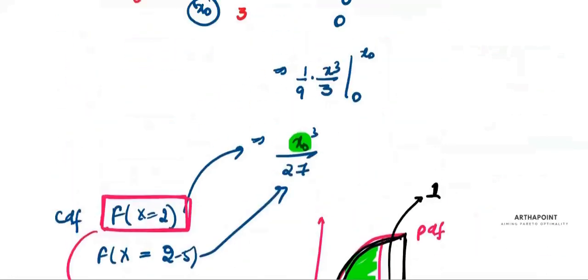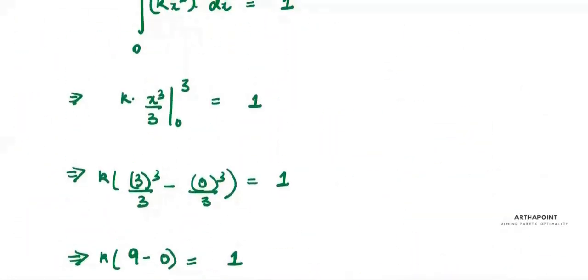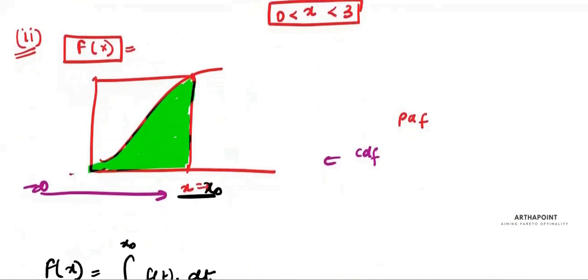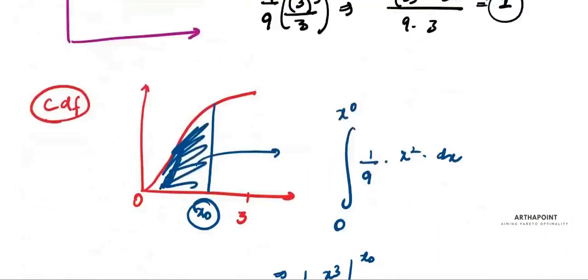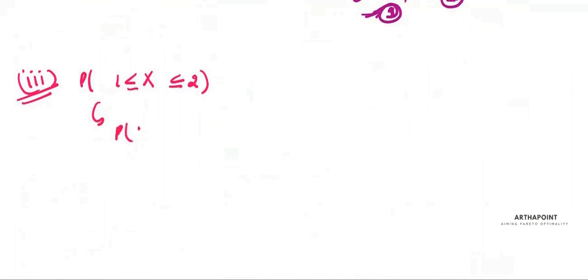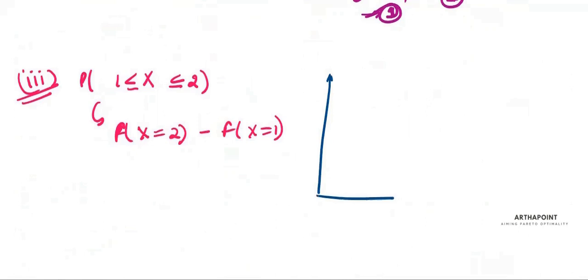Now, let's go ahead to the next part. What is the probability that X is between 1 and 2? So the probability that X is between 1 and 2 is nothing but the cumulative distribution at X equal to 2 minus the cumulative at X equal to 1. You can understand this like this.